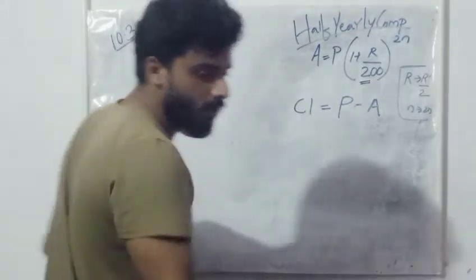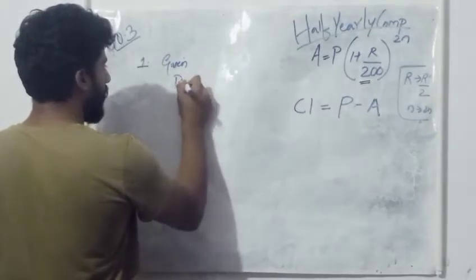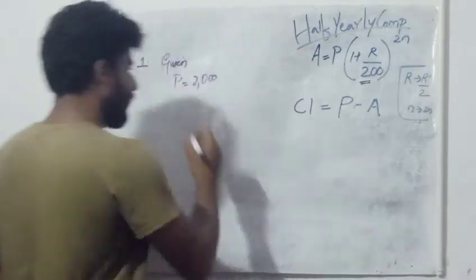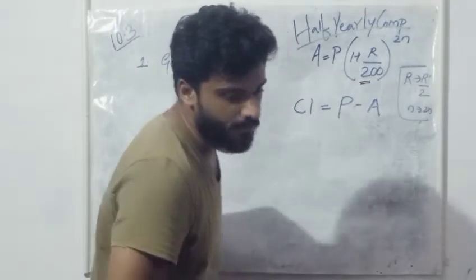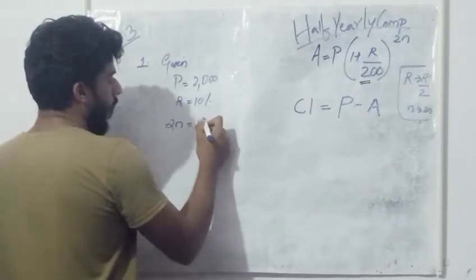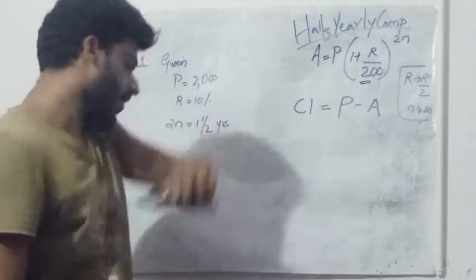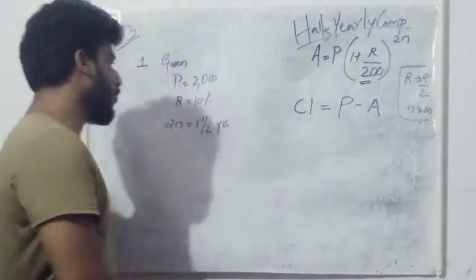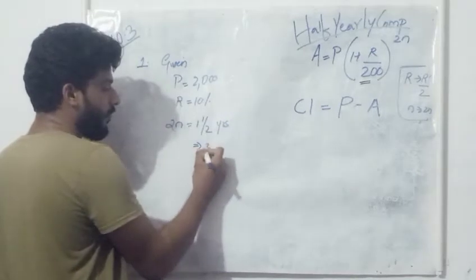What is the given data? Principal 2000, rate r is 10%, and time n. Here it will be 2n. Given is 1.5 years, that is, half years. Then instead of 2n we can make it, this 1.5 can be written as 3. Okay, 2n can be 3.